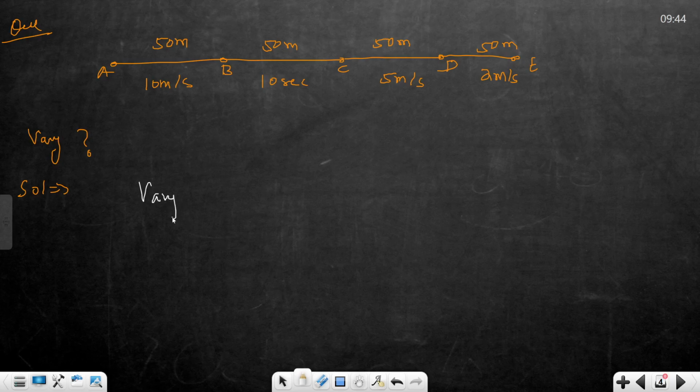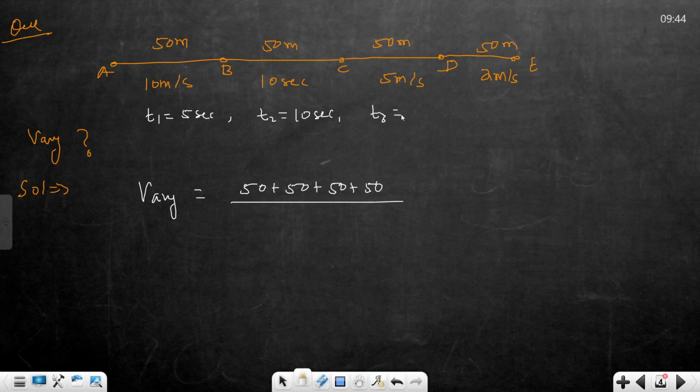V average is equal to 50 plus 50 plus 50 plus 50 upon time taken. In the first one, T1 is equal to 5 seconds. The second one, T2 is already given. Instead of giving velocity, they have given time, so that is 10 seconds. And T3 is 10 seconds. T4 is 25 seconds. So the time will be 5 plus 10 plus 10 plus 25. 30, 40, 50. So the answer is 200 by 50. Is it coming 4 meter per second?